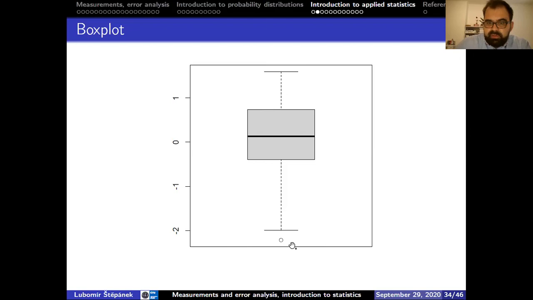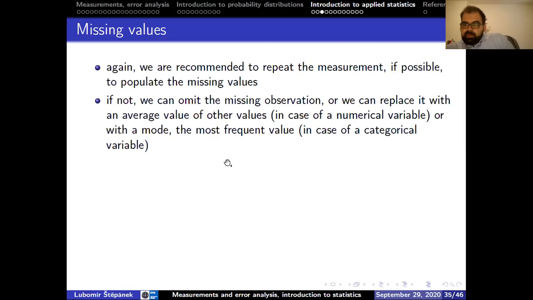Missing values. It could also happen, typically in biophysics. It means that you have a sample of readings, but for some reason or another you weren't able, for example, to measure all the values, or some of the values are, for example, insufficient.